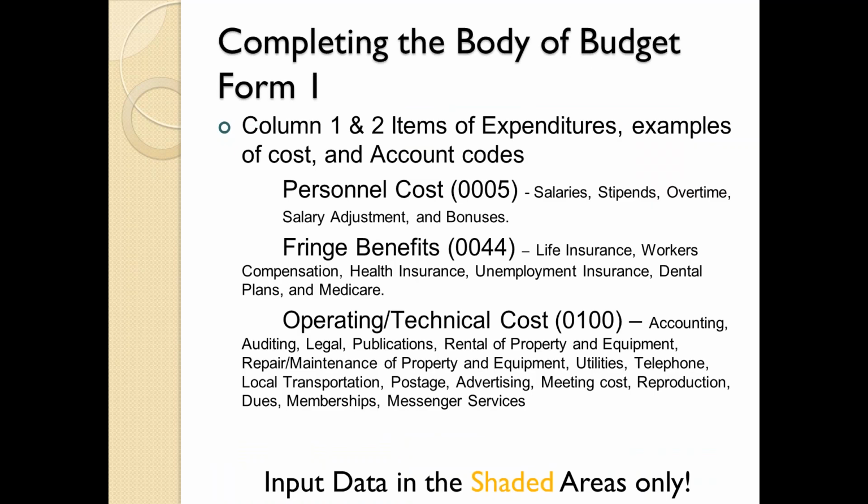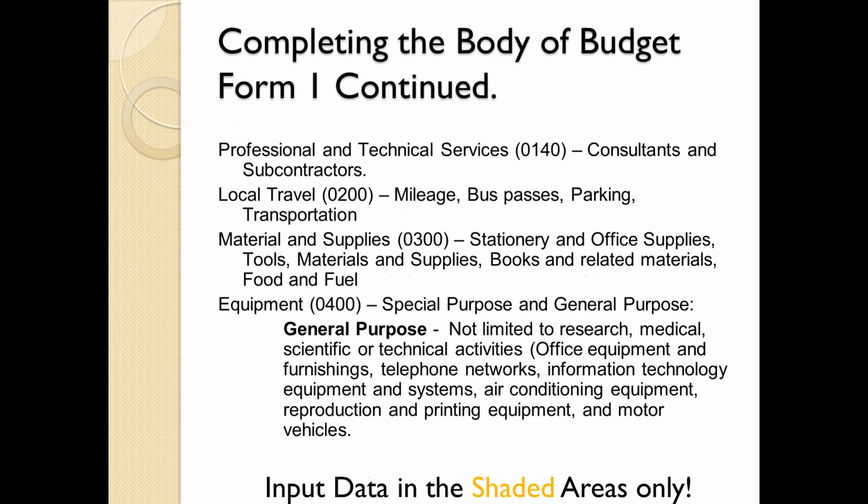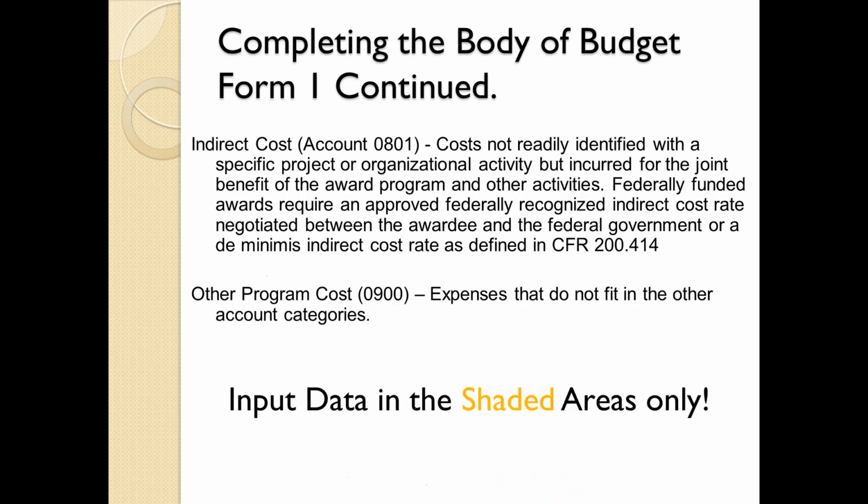So these are some examples too of the types of costs you would show for personnel costs, some salaries and stipends and so forth, fringe benefit costs, and operating costs. And we have some professional technical costs, travel, materials and supplies, and equipment, which we don't normally budget. So, if you ever find yourself having to budget an item in the equipment line, before that is done, you should reach out to the department. Next one.